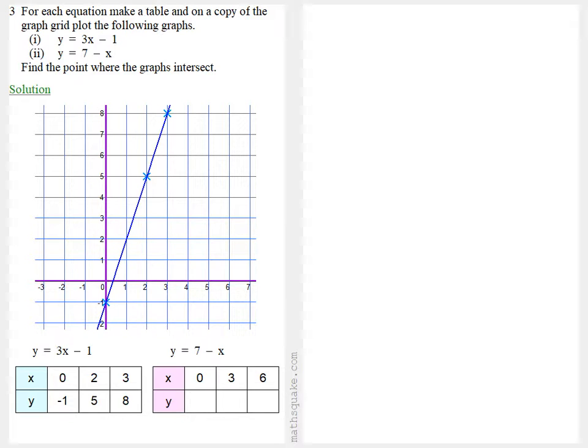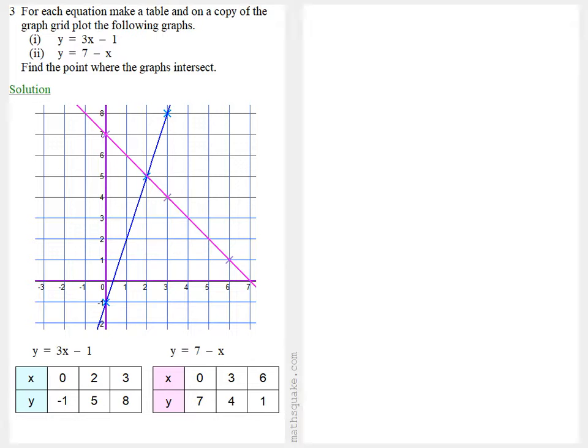So if y is equal to 7 minus x, if x is 0, y equals 7 minus 0, or 7. If x is 3, y is equal to 7 minus 3, which is 4. And if x is 6, y is equal to 7 minus 6, which is equal to 1. We can then plot these points on the graph, that's (0, 7), (3, 4) and (6, 1), and then join with a straight line going through the 3 points.